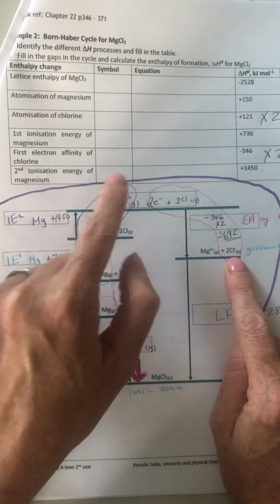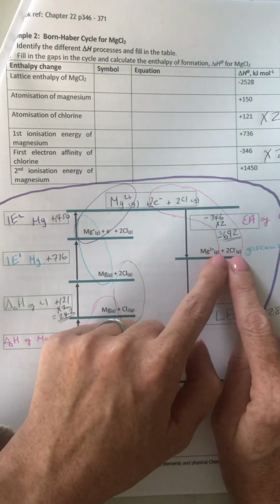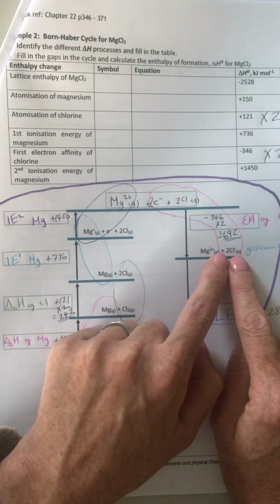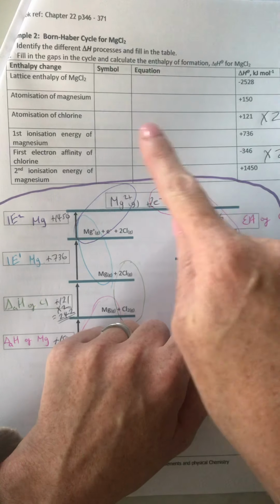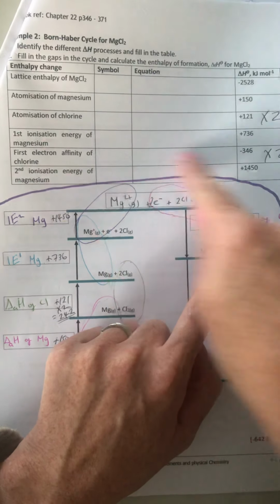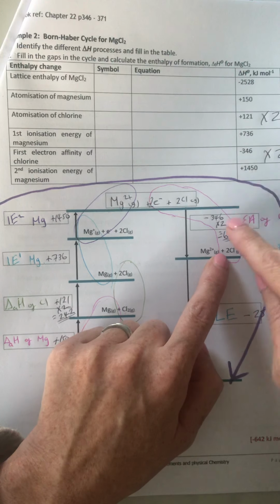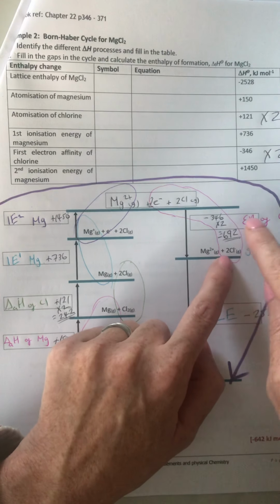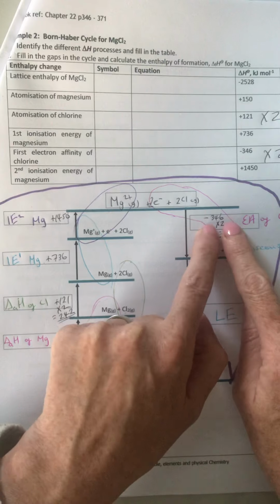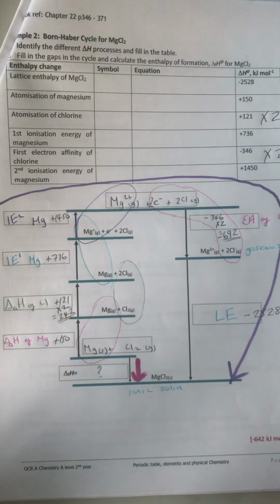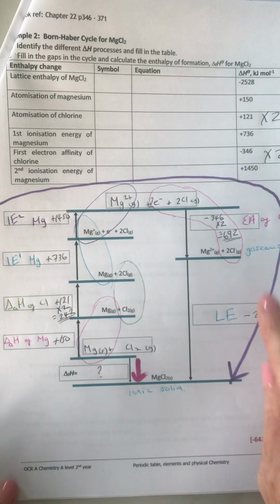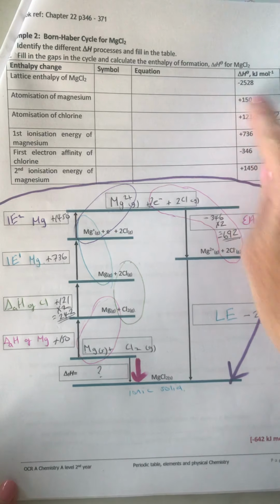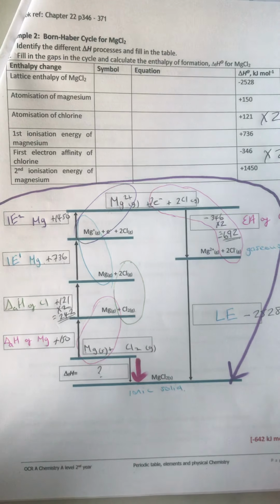For this one here, you can see that the thing that's changed is two chlorine atoms have taken the two electrons that magnesium has removed, and they've become two lots of Cl- ions. So again, that's one thing that there's two of, and it's your electron affinity of chlorine. So it's 346, but it's done it twice because there's two atoms there. So that's two lots of 346, which is 692. Your lattice enthalpy is this one here, which is minus 2,528. So you put all your values in.